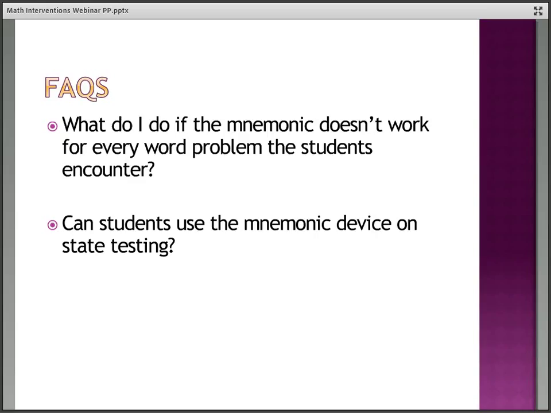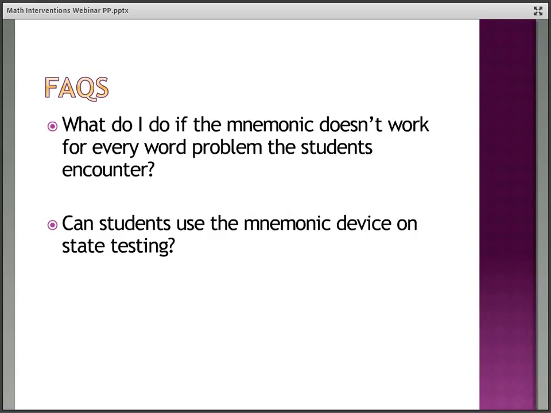What would I do, Gina, if the mnemonic device doesn't seem to work for every word problem that the student encounters? And it won't. It's just like when you teach grammar rules, your rule doesn't fit every single instance. You're also still going to need to teach good problem-solving strategies so your students can use those if the mnemonic isn't going to work. We're also going to provide a reference that has to do with using cognitive and metacognitive strategies for solving story problems, and if you use those steps with your students too, they should have the skills that they need for those word problems.